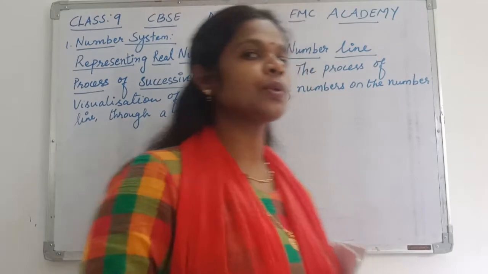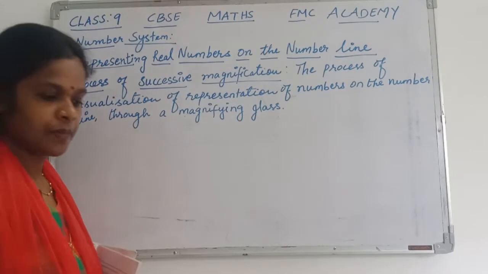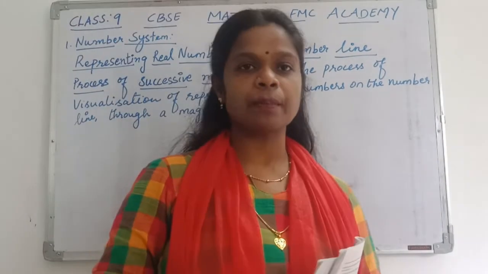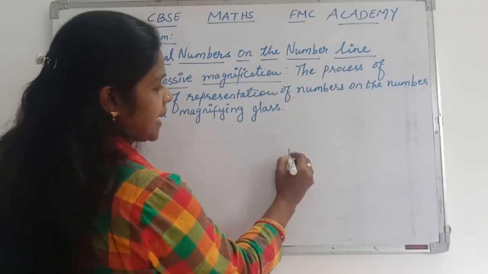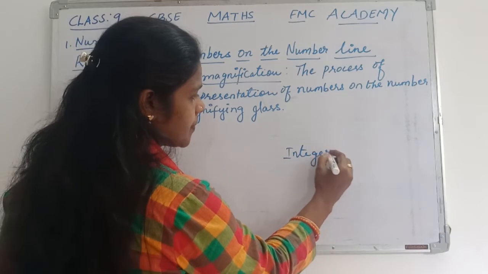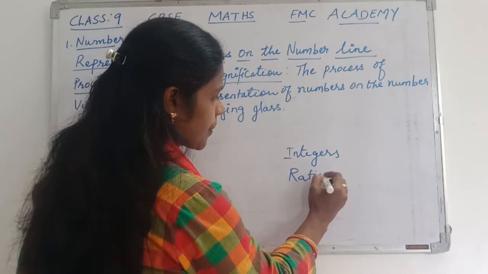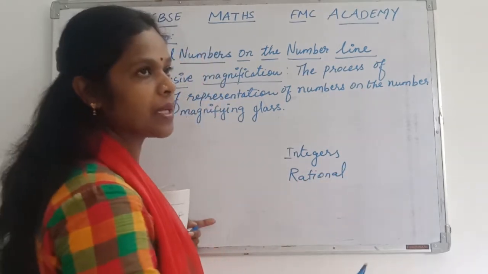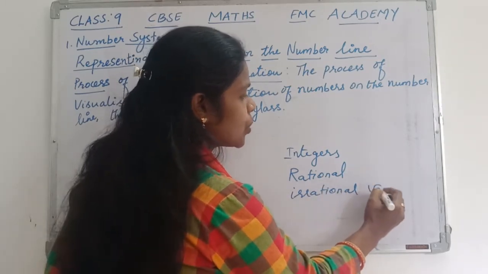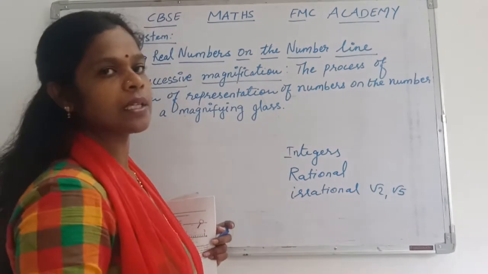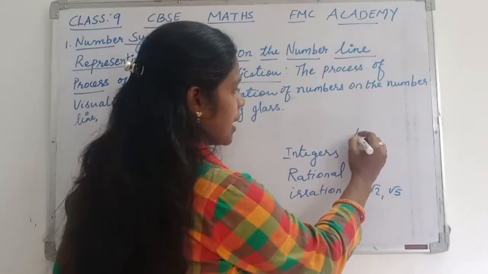Today I am here with a new topic, that is representing real numbers on the number line. Already we know many types of numbers that we used to represent on the number line. Like you might be knowing how to represent the integers, right? And then we know how to represent the rational numbers. Even some irrational numbers we have learned how to represent, like root 2, root 5. And even decimals we know. Decimals also can be represented.